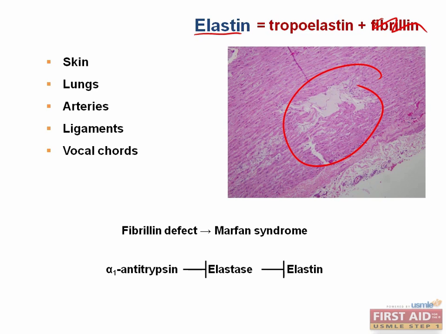Now normally, elastin is broken down by the enzyme elastase. To prevent elastase from breaking down too much elastin, the protein alpha-1 antitrypsin inhibits elastase, thus preserving elastin. If a patient has a deficiency in alpha-1 antitrypsin, elastase becomes overactive and destroys elastin. This is often due to a lack of alpha-1 antitrypsin secretion from the liver, where its accumulation can cause cirrhosis.